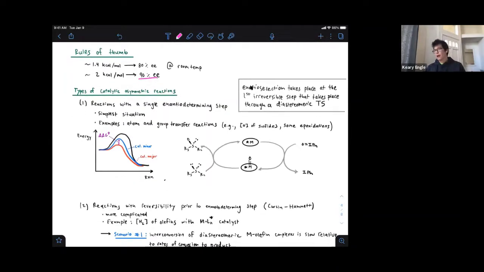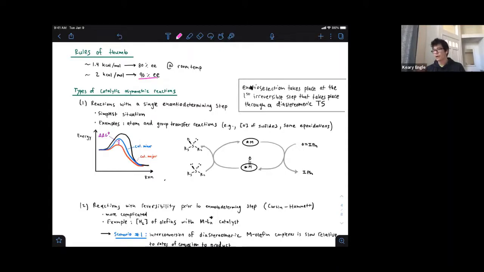Okay, so now we'll talk about a few different general models by which stereoinduction can take place, and then we'll see how this plays out in the context of hydrogenation systems. One of the terms I want to define is the enantio-determining step.